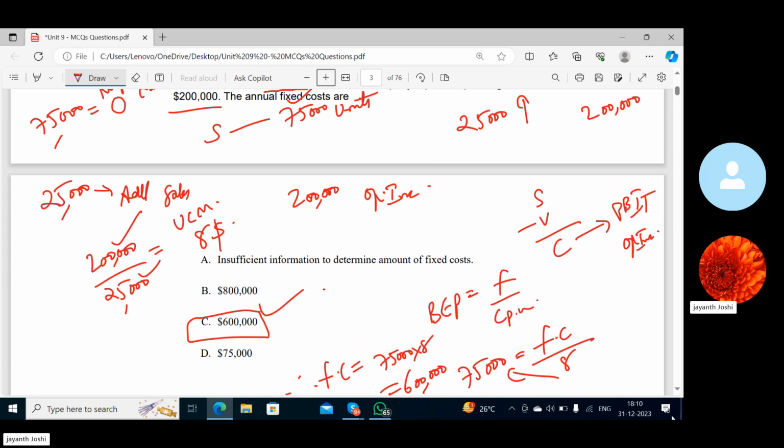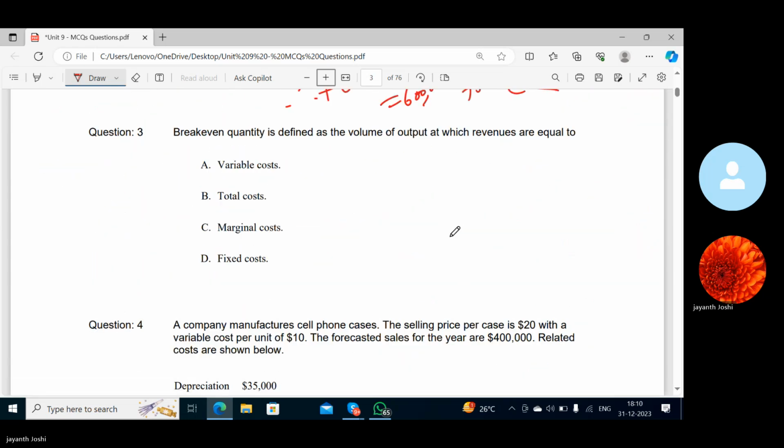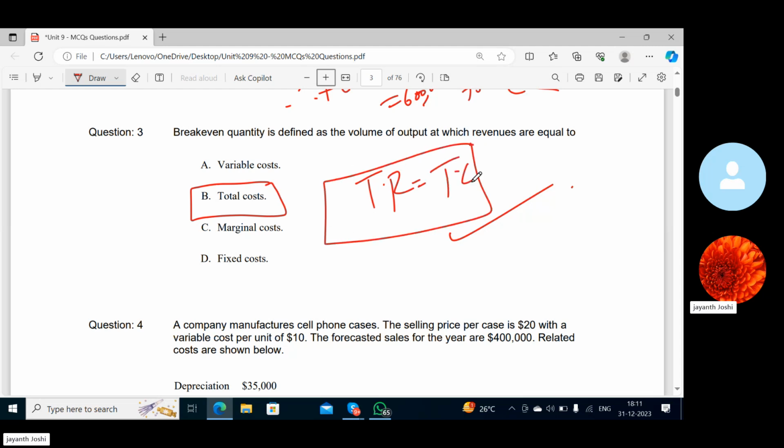Next question. Tell me the answer for this. Break-even quantity is defined as the volume of output where revenues are equal to... Very simple. Total cost. Total revenue is equal to total cost. At this stage, we break even. Right? Shall we move forward?